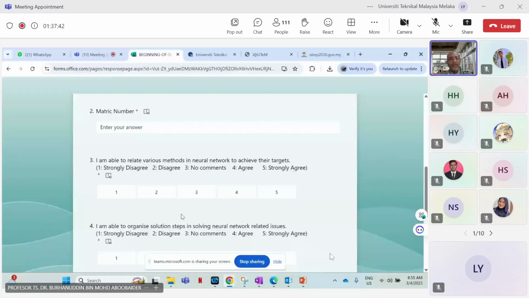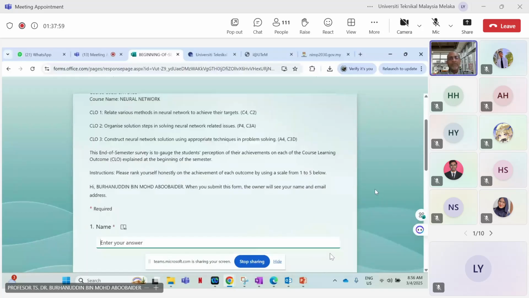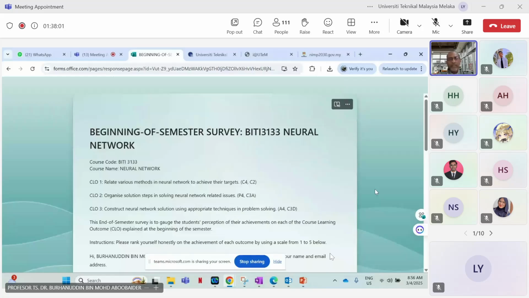For example, I'm able to relate various methods. So now maybe you are at number 1 or number 2, and later you should be at number 4 or number 5. But if you are already at number 5 now, then later putting number 1 means something is wrong. You must know how to do this survey, right? At the beginning, your knowledge is maybe less, but after you finish this class, you will have better knowledge about neural networks. Am I right? Correct, doctor.